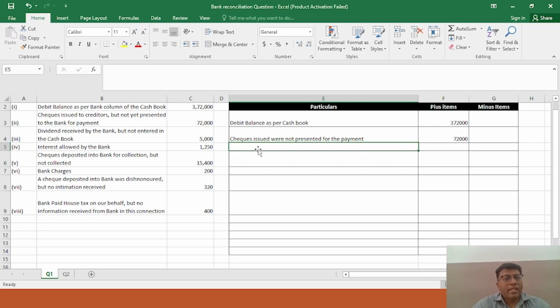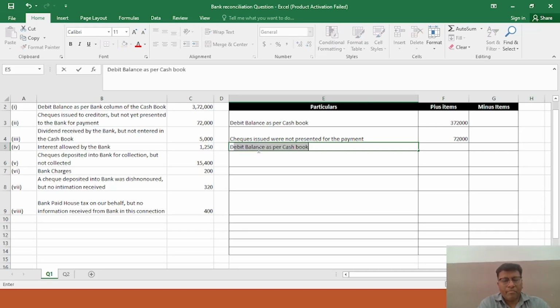And the next one is that dividend received by bank but not entered in the cash book. This is the case of income. You receive the dividend through the bank. So the bank is receiving the dividend and crediting your account. So bank balance is higher than your cash book because of not entering this transaction in the cash book. As mentioned in the question, in transaction number three, dividend received by bank but not entered in the cash book. So the bank balance is increased, right? But you don't enter this transaction in the cash book. The cash book has less balance in comparison to the passbook.